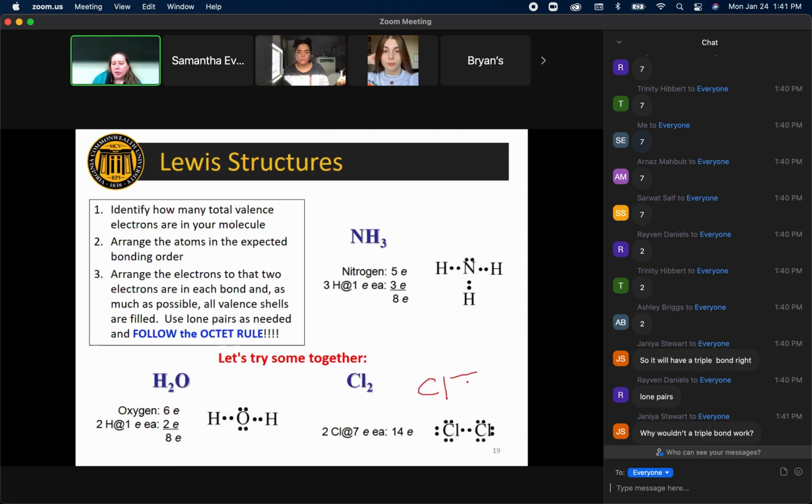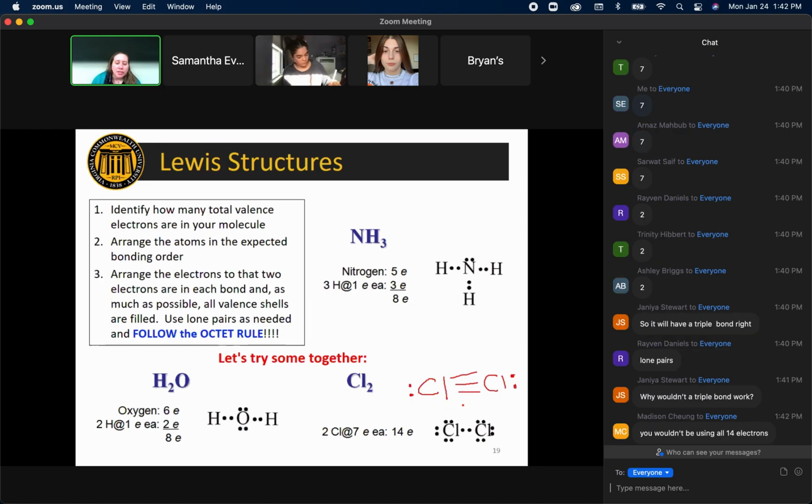chlorine with a triple bond, then you're using 6 electrons here, right? That means you have 8 electrons left in the system because you have 14 electrons total. And so we have 8 electrons left in the system, but we can only accommodate 1 lone pair on each of these chlorines, because if we go beyond that, we would break the octet rule, right?